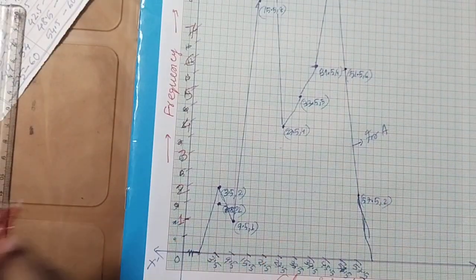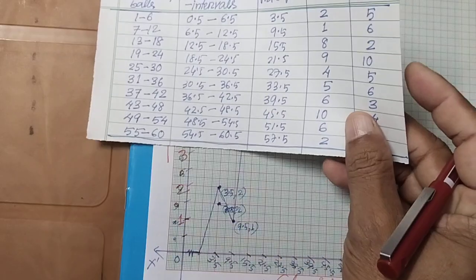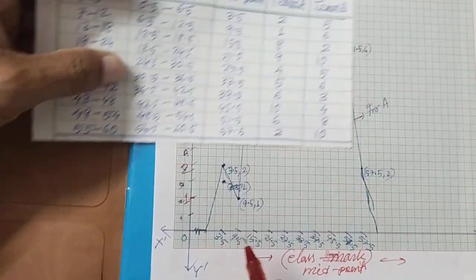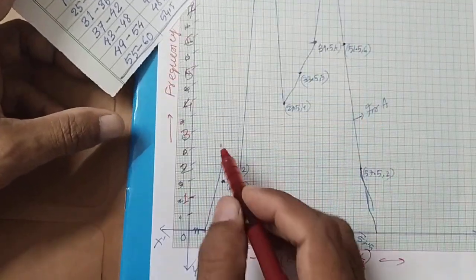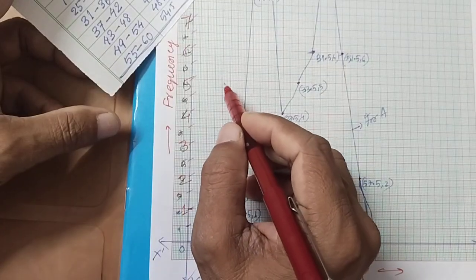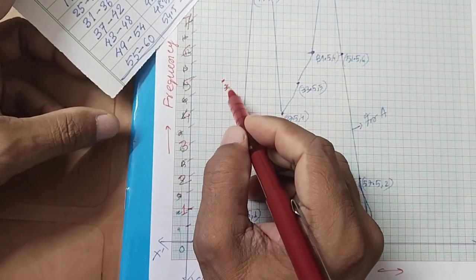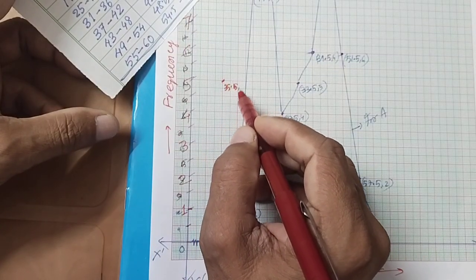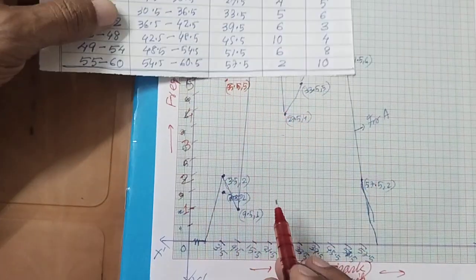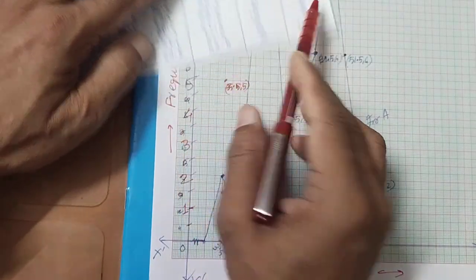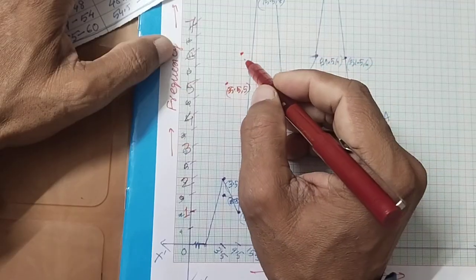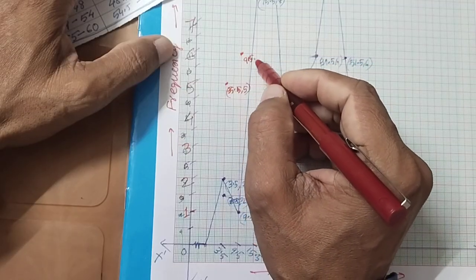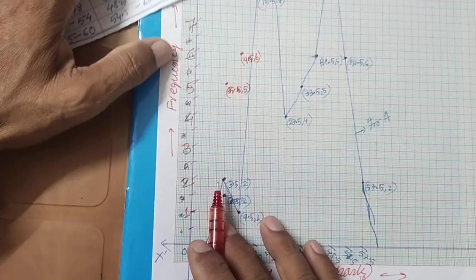The next is for team B. I'll draw with red ink. Next, 3.5 corresponding value is 5. So this is the first point: 3.5, comma 5. Then 9.5 is 6. This is the second point: 9.5, comma 6.